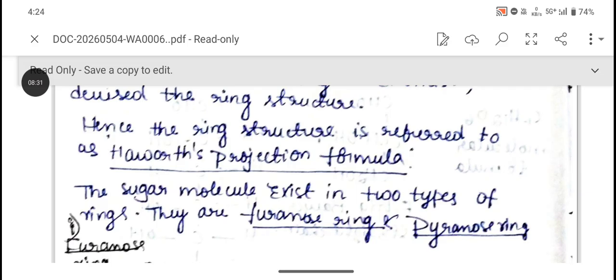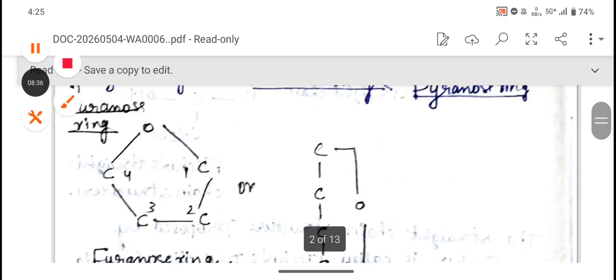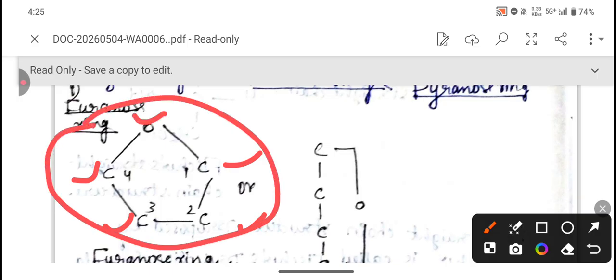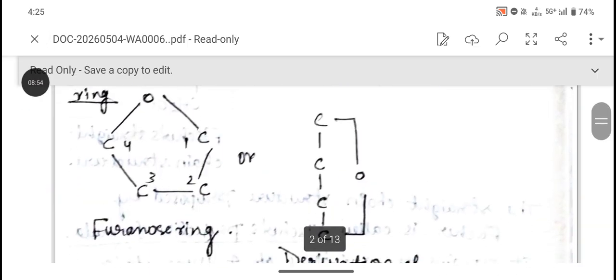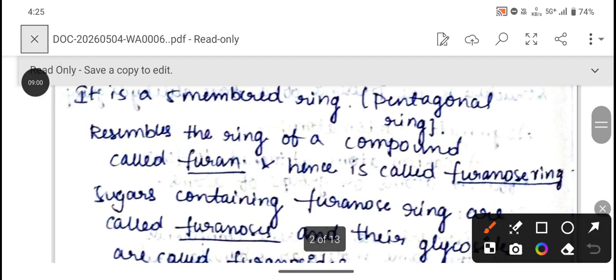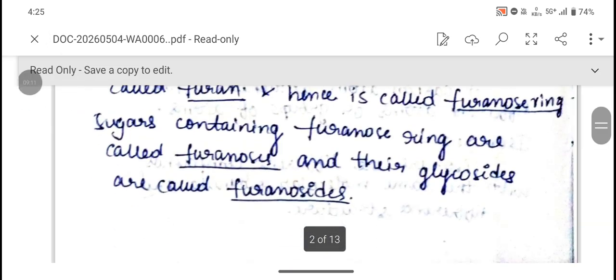About the pyranose ring, we have already discussed. Here the furanose ring is a 5-member ring structure which has a pentagonal shape. You can see that in the case of pyranose it is a 6-member ring structure. As you can see, positions 1, 2, 3, 4 and 5 make it a 5-member ring structure completely, and you can derive an open chain structure from this 5-member ring structure like this. It resembles a compound known as furan, hence it is called a furanose ring. The sugars containing a furanose ring are known as furanoses, and the glycosides are known as furanosides.